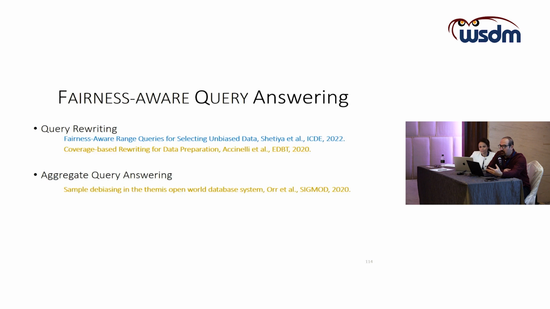I want to make a connection to the first part of the tutorial, where we talked about how to collect data that is representative of different demographic groups, and representation bias. If you recall the taxonomy, to resolve representation bias, if you have the option to collect more data, you can do data integration. If you have more sources to collect data from, then you can smartly collect the data. But what if you don't have the option of data collection?